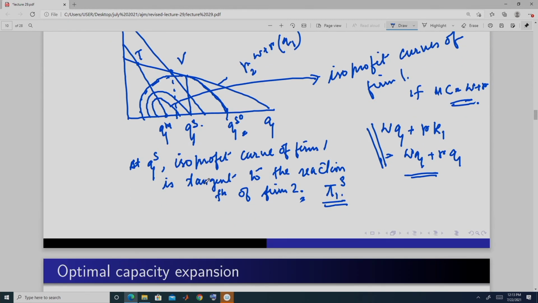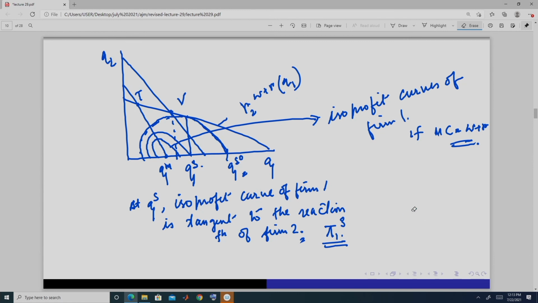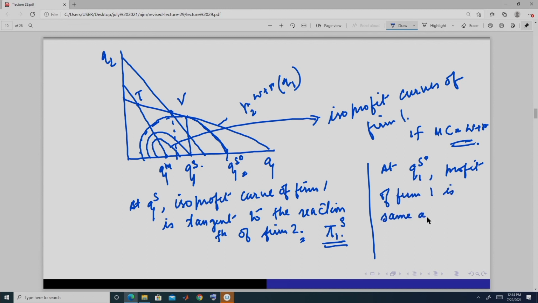At Q1S0, the profit of farm 1 is the same as at the Stackelberg output, but Q2 is equal to 0. Okay, this. We will also require this output, because this profit at this point is the same as the profit at this point.